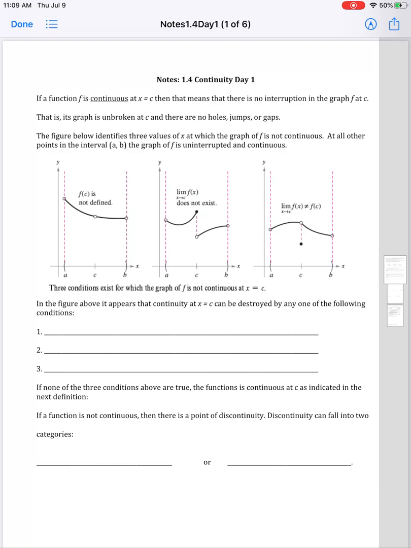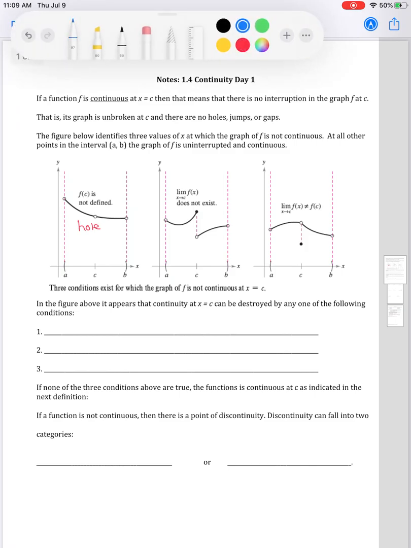So the figure below, the 3 diagrams, identifies 3 different ways in which a function is not continuous from the points A to B. So in the first case, you have f of c is not defined. So there's a hole, okay? We have a hole going on there.